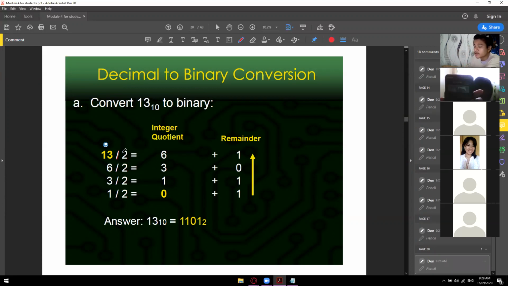Okay, so dito, divide nyo lang by 2, and then you will get 6, remainder 1. And then, kunin nyo yung natitirang integer quotient dito. Lagay nyo dito. 6 divided by 2 is 3, remainder 0. 3 divided by 2 is 1, remainder 1. 1 divided by 2 cannot be, so you will get 0. And then, kung ano man yung pinaka-last na number, which is 1, lagay nyo lang sa remainder. And then, kung ano yung makuha nyo dito, ito na yung pinaka-final answer natin. So, read it from bottom to top: 1, 1, 0, 1, base 2. So, ganun lang naman kasimple.